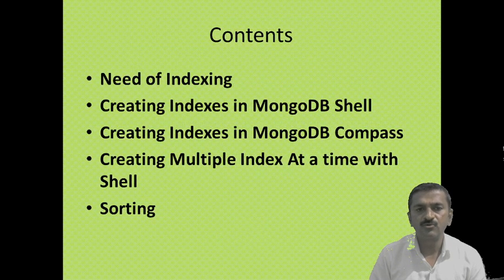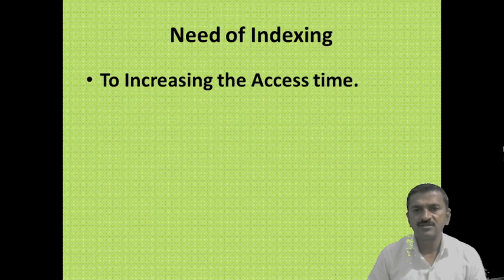First we'll discuss what the need for indexing is, why to define indexes on a collection. Then we'll discuss creating an index in the MongoDB shell. Then we'll discuss creating indexes using MongoDB Compass. Then we'll discuss creating multiple indexes at a time with the shell. And finally we'll discuss how we can sort the indexes. So let's start. First we'll discuss what the need for indexing is.